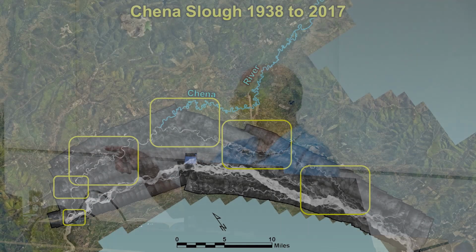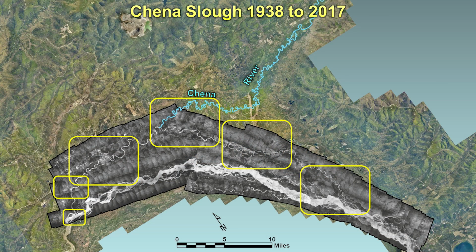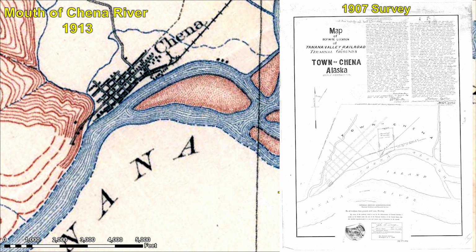What we've seen so far. Now we'll go down to the mouth of the Chena River. That, by the way, looked much better than that. So here we are in 1913 with the town side of Chena, which was competing with Fairbanks to be the dominant community in our area, in the interior.